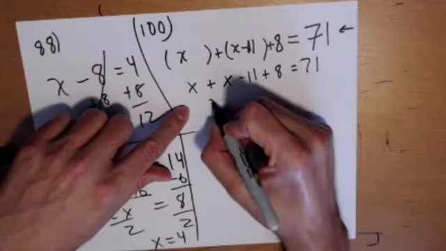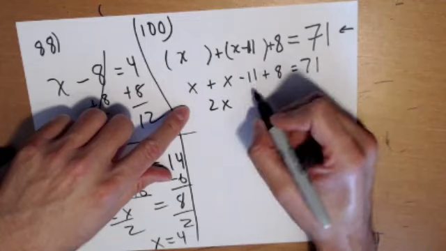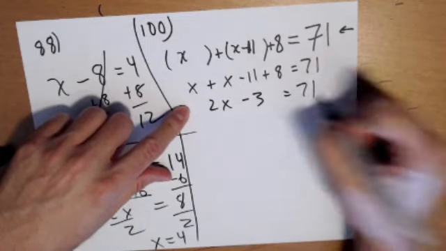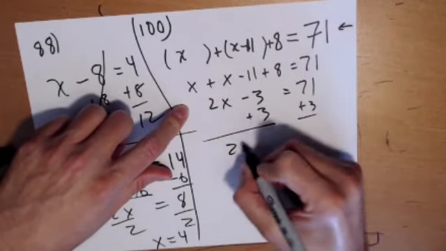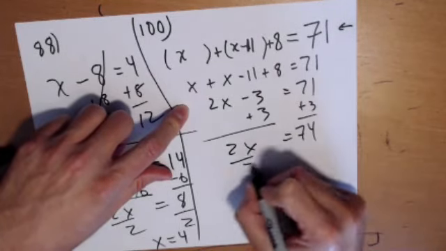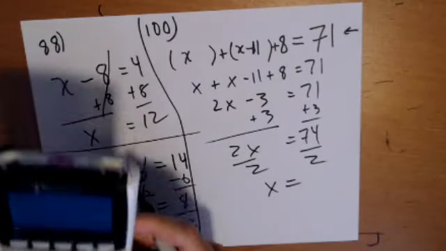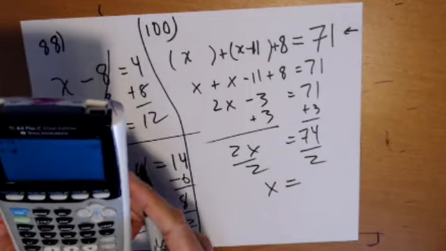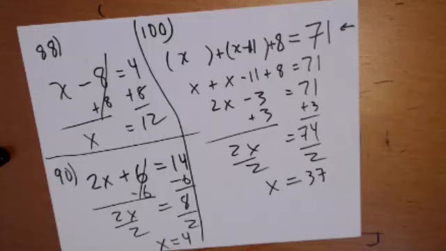So that's 2x, combine like terms. A negative 11 and an 8, they're both on the same side. Minus 3 equals 71. Okay, easy street. Add 3, 2x equals 74. Divide by 2, divide by 2. x equals 74 divided by 2. You would think a math teacher could do that in their head. You'd think. 37. Okay, cool. That was problem number 100. Let me just pause right there, and then I'll keep making more.